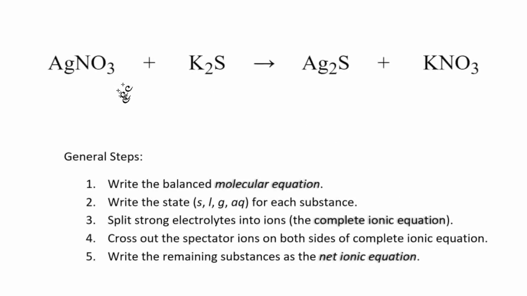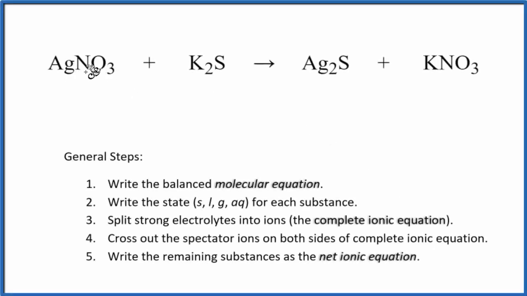In this video, we'll write the balanced net ionic equation for AgNO3 plus K2S. This is silver nitrate, this is potassium sulfide. First thing we need to do is balance the molecular equation.